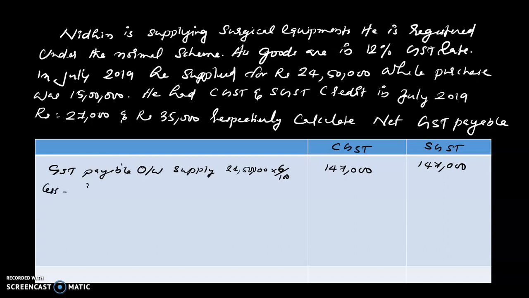Less, the GST already paid on inward supply. GST already paid on inward supply. Inward supply, that is purchase, the 15 lakh. But 15 lakh at 6%, that is 90,000.